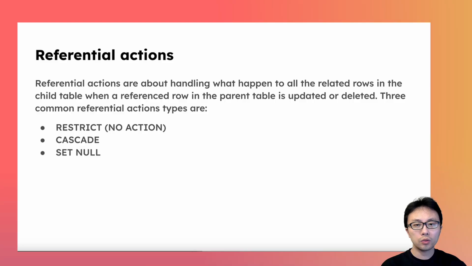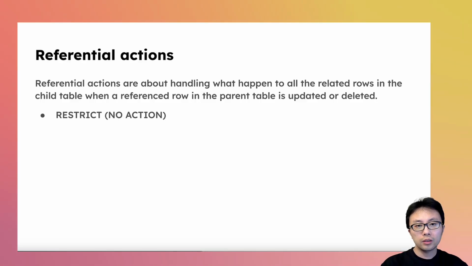There are 3 types of referential actions that are commonly used, including restrict, cascade, and set null. Let's talk about each of them one after another. Restrict prevents any modifications or deletions of a parent record if dependent child records exist.